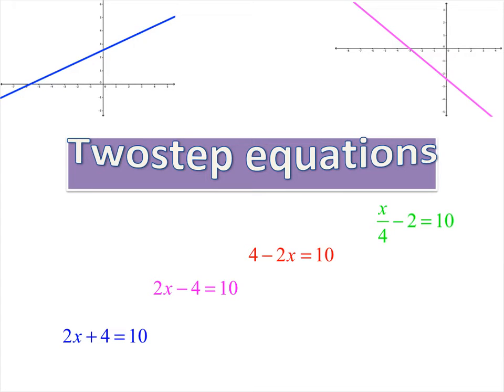Video, guys, on solving two-step equations. You will notice that you've got four equations visible in front of you, which look a little bit different to what we've solved with one-step equations. And as the name suggests, we need to do two things, or two operations, to solve for our unknown variable or pronumeral.